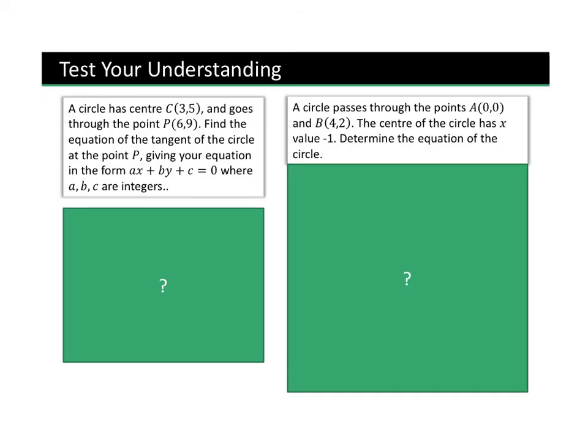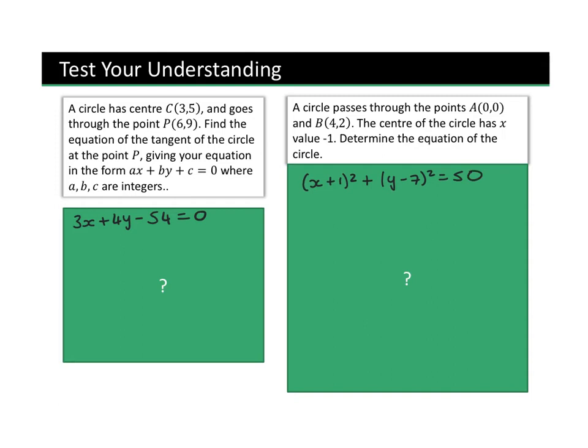Okay, so the answer for number 1 was 3x plus 4y minus 54 equals 0. And then for number 2, we have x plus 1 squared plus y minus 7 squared equals 50. Okay, so let's just quickly go through this.